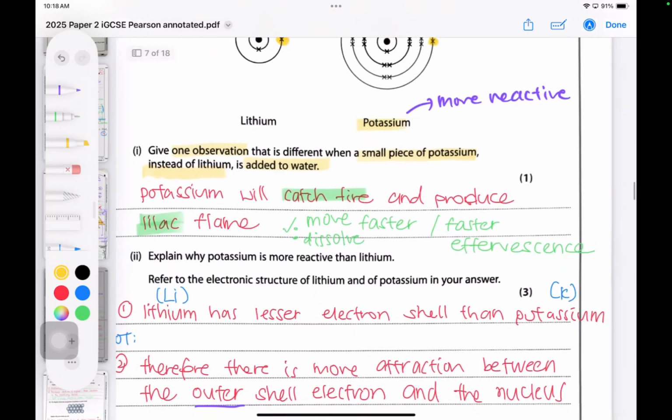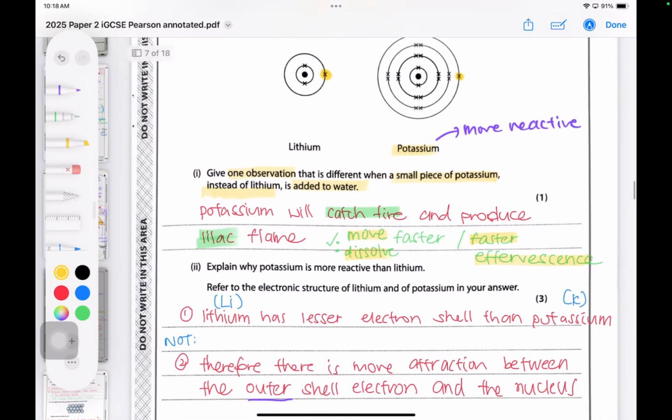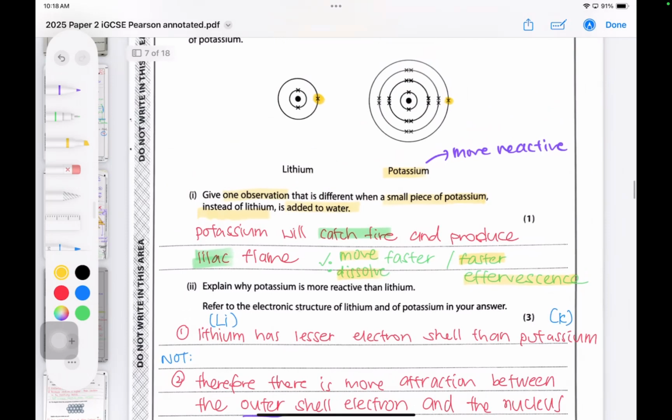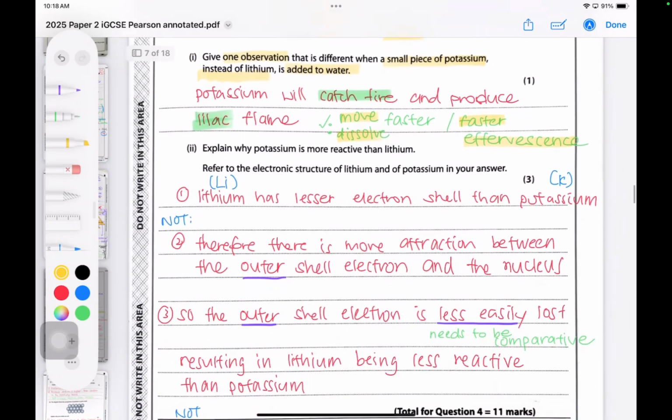Alternatively, your other answers would be this reaction would be faster, it would produce effervescence faster, the piece of potassium would move faster, it would dissolve faster, etc. So all of this would take place within a shorter period of time because potassium is more reactive. Okay? Then the next 3 mark question is a classic.